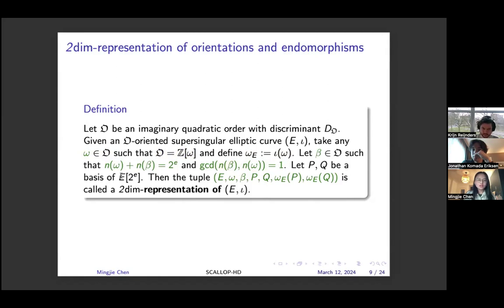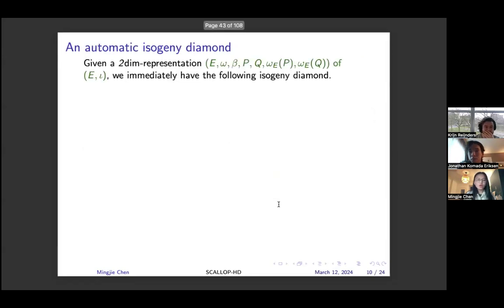Let P, Q be a basis of the 2^e torsion of E. Then this tuple, which is two elements in the quadratic order, P, Q, which is the basis of the 2^e torsion of E, omega_E(P), omega_E(Q), which are the image points of P, Q via omega_E, is called a two-dim representation of (E, iota). Okay, so that's the definition, and it contains lots of conditions. What can we do with this definition? How do we justify this name?